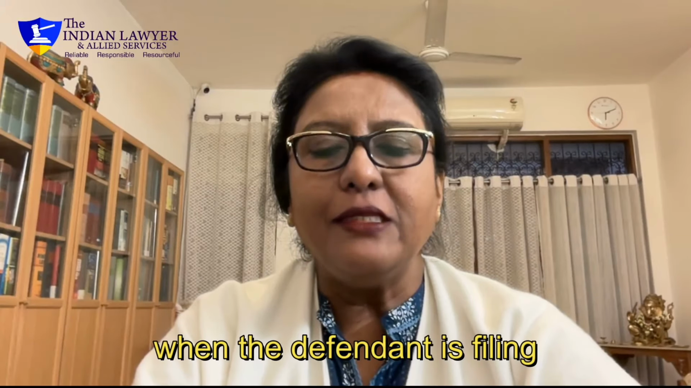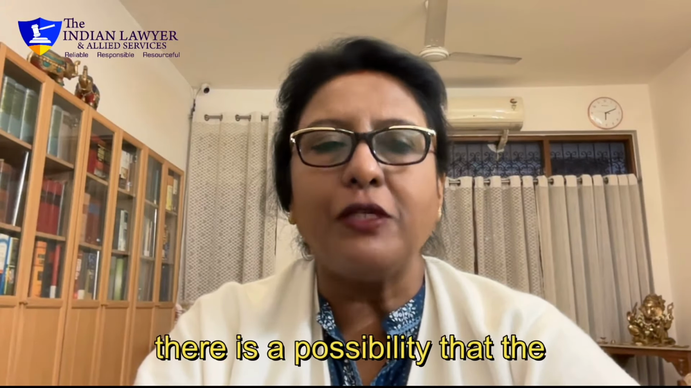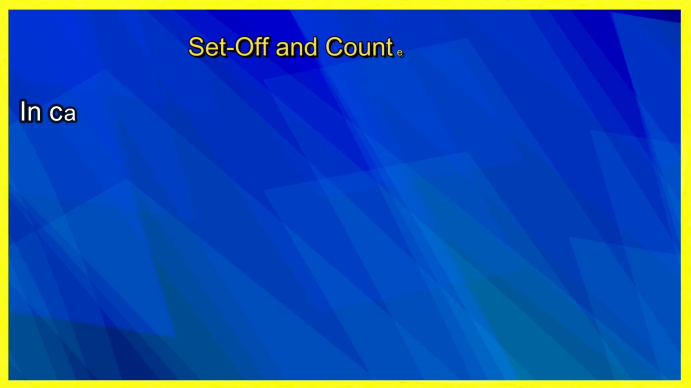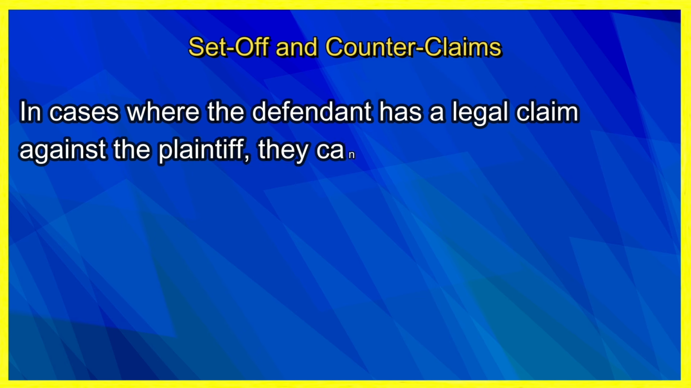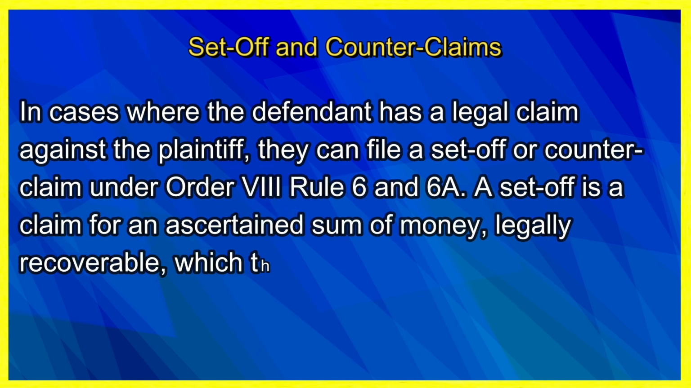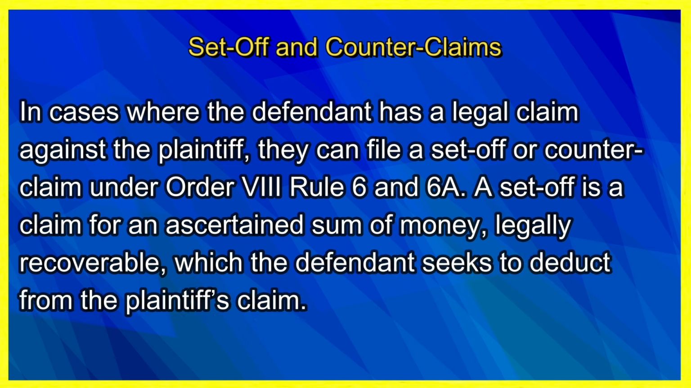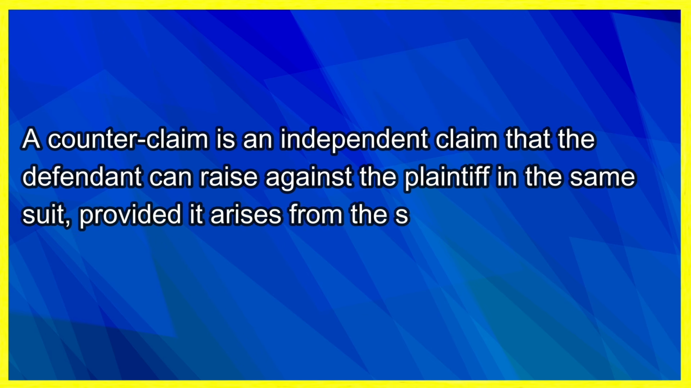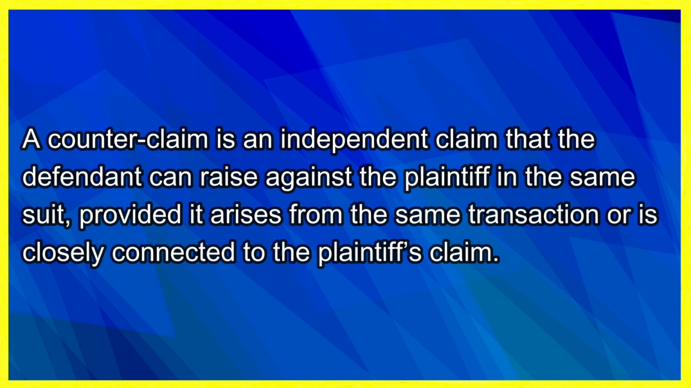Now, when the defendant is filing their written statement, there is a possibility that the defendant may want to claim for a set-off or counterclaim. In cases where the defendant has a legal claim against the plaintiff, they can file a set-off or counterclaim under Order 8, Rule 6 and 6A. A set-off is a claim for a certain sum of money legally recoverable which the defendant seeks to deduct from the plaintiff's claim, whereas a counterclaim is an independent claim that the defendant can raise against the plaintiff in the same suit, provided it arises from the same transaction or cause of action.